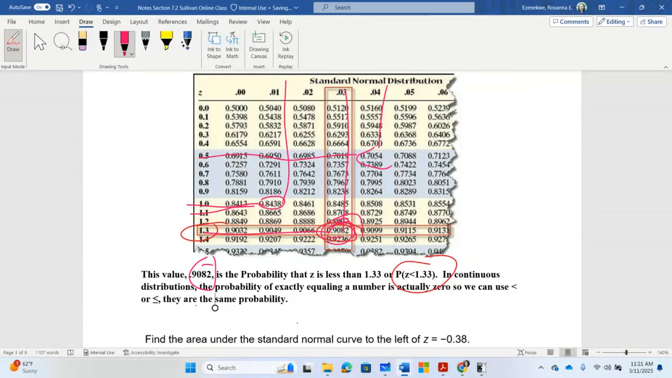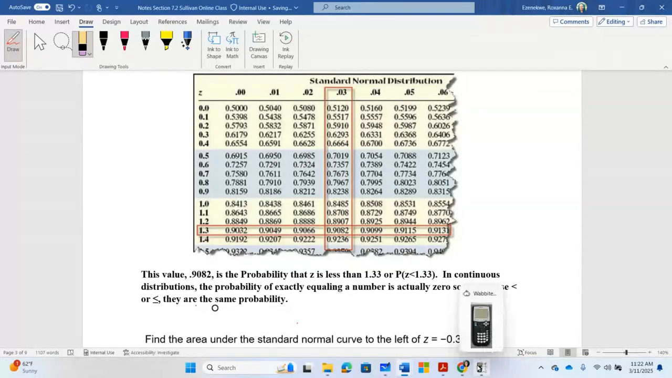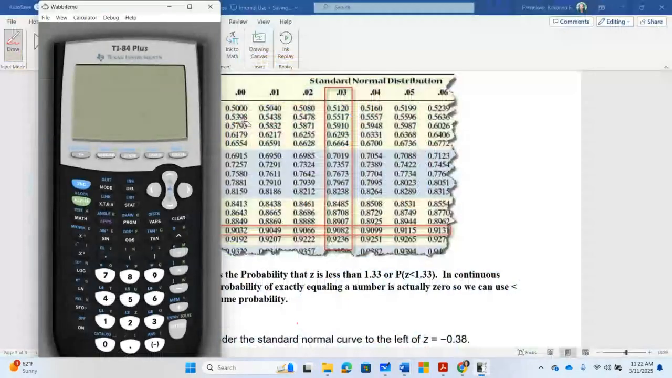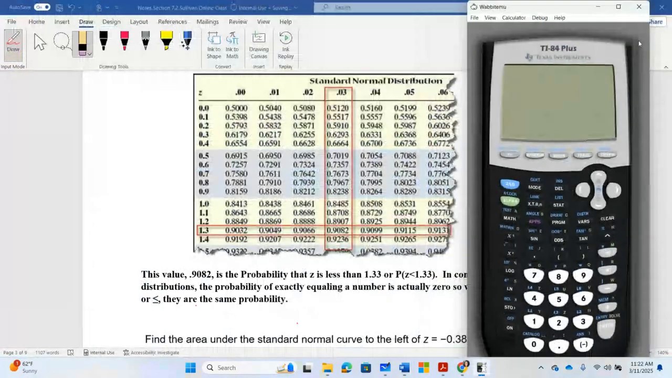Okay, I'm going to show you how to find it using the calculator. Let me use the calculator to find the z value corresponding to 0.9082, that is z less than 1.33. We want to confirm that z less than 1.33 corresponds to the 0.9082 area. That's the same as the 91st percentile. Okay, so I'll turn my calculator on.